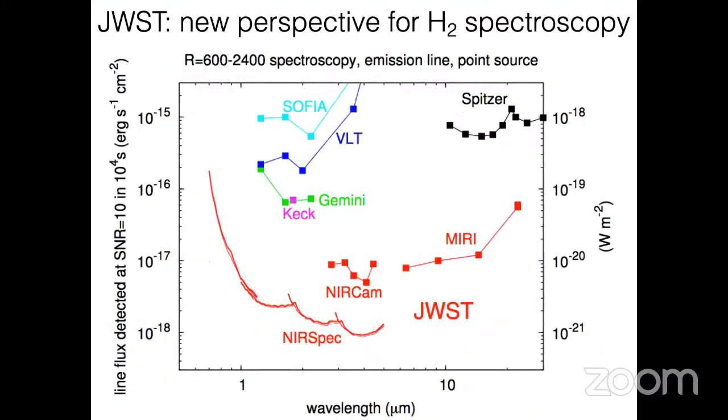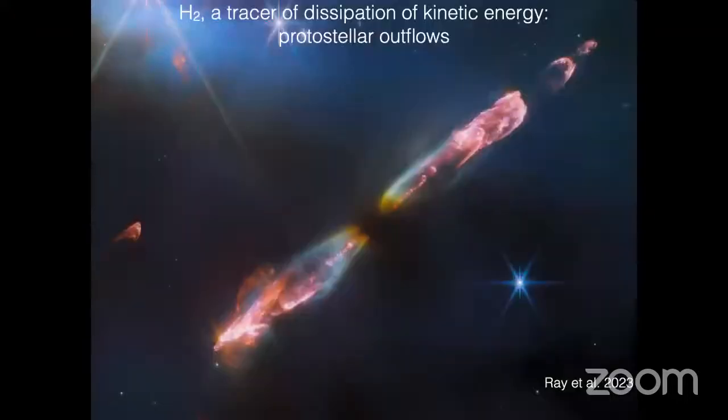Just very quickly, you see here a sensitivity plot of the James Webb instruments compared with the previous generation of infrared telescopes, including Spitzer, and you see that you've got 2 orders of magnitude, or sometimes more, and in the near IR 3 orders of magnitude improvement compared to previous generation instruments.